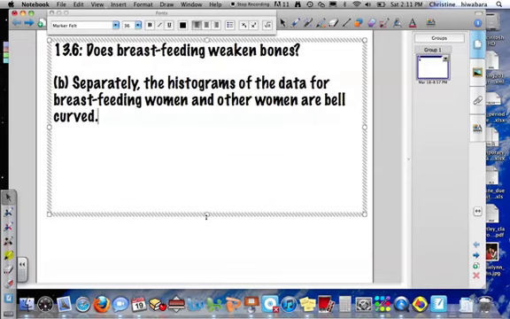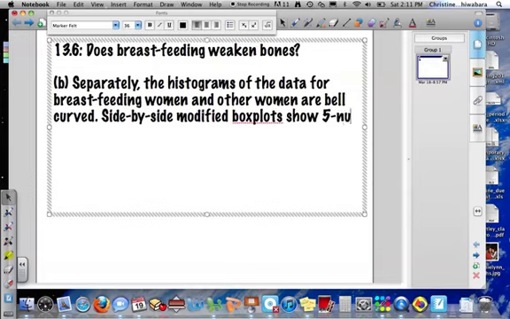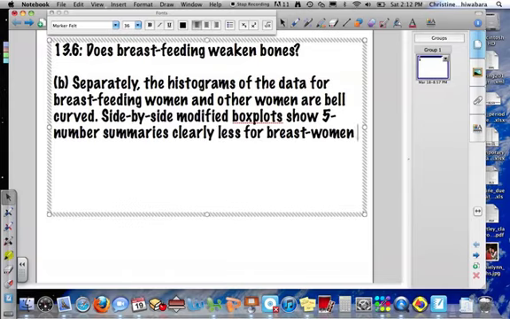Right? The next thing I want you to do is to do side-by-side modified box plots. And you'll notice that all of the data for the breastfeeding women is significantly lower than those for other women. So this is something you're going to have to address. So side-by-side modified box plots show 5 number summaries that are clearly less for breastfeeding women than other women. Okay, and then you can write down what you see.